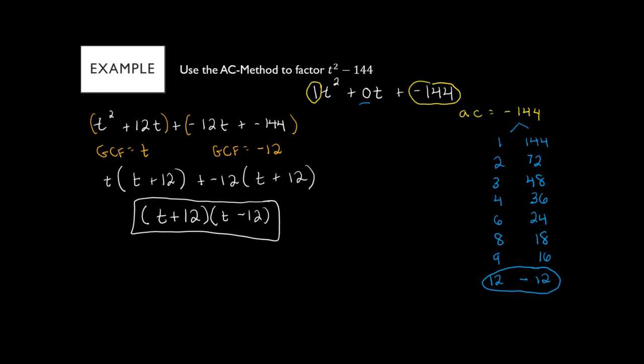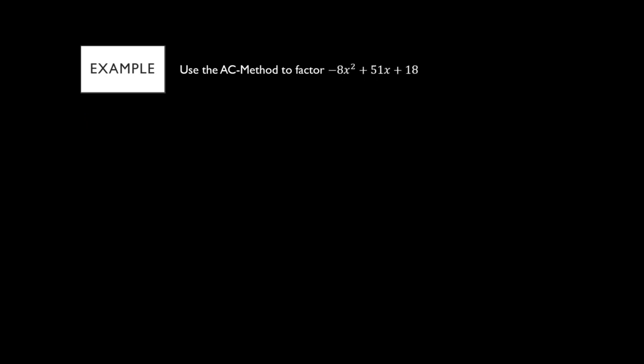And so that's how you can factor something where you have no middle term. You basically artificially put in a 0, and then you can make it work and you can use the AC method. Now I have one last example to give you. Negative 8x squared plus 51x plus 18.